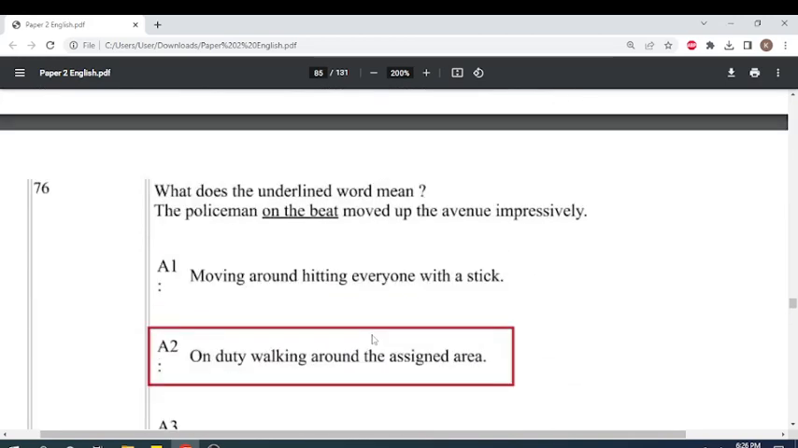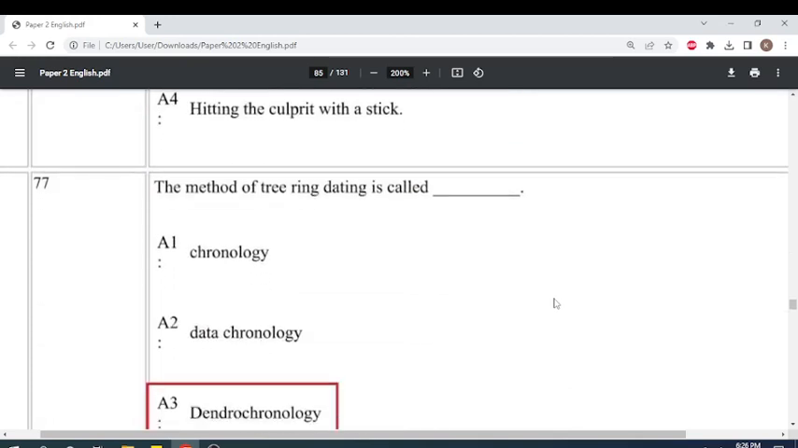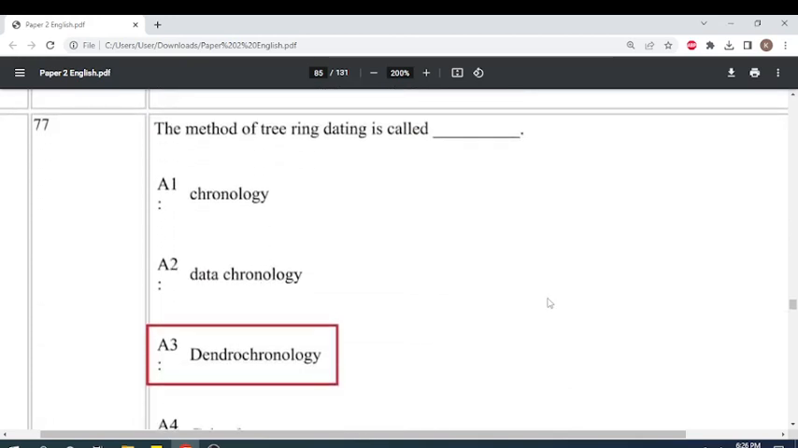76. What does the underlined word mean? The policeman on the beat moved up the avenue impressively. Answer A2, on duty walking around the assigned area. 77. The method of tree ring dating is called dendrochronology.